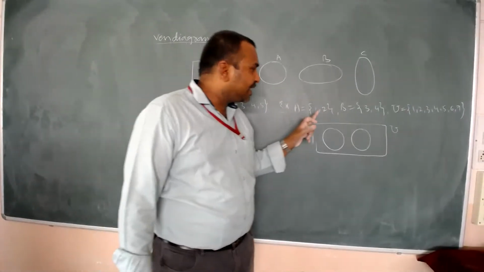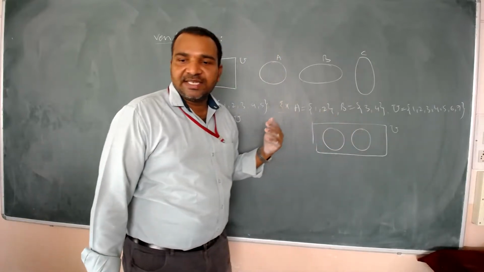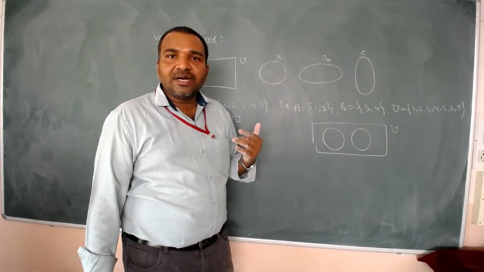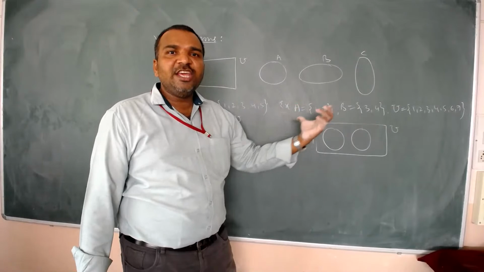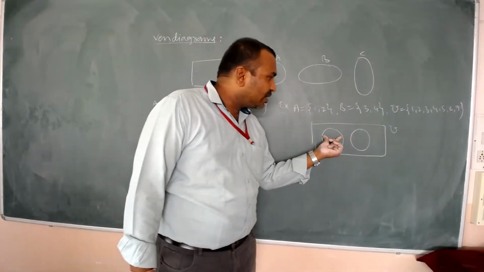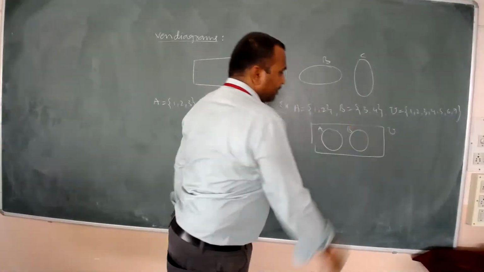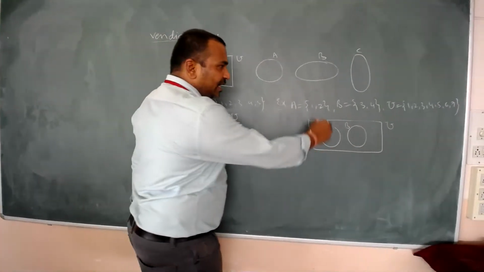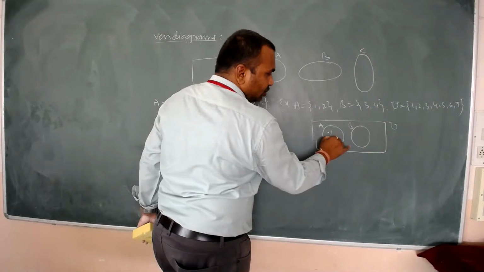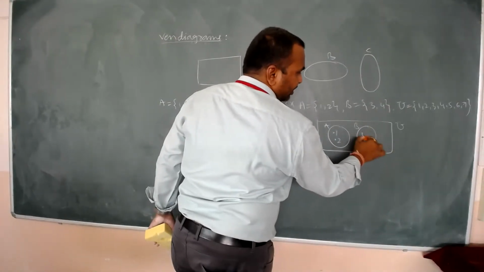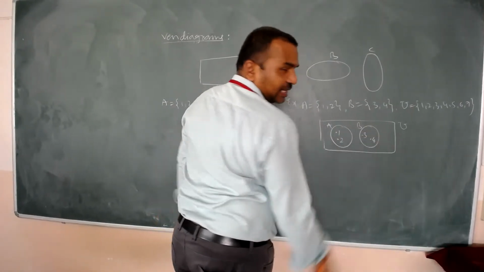One more piece of information is there: A and B are disjoint sets. Disjoint sets are nothing but sets that don't have any common element. That's why I have written them separately. This is A, this is B. What are the elements in A? 1, 2. What are the elements in B? 3, 4. These are the elements.